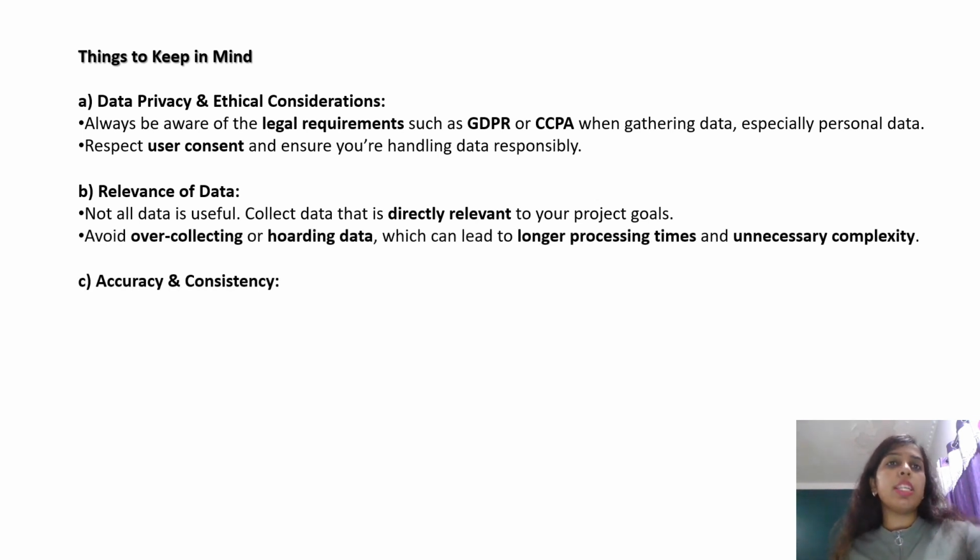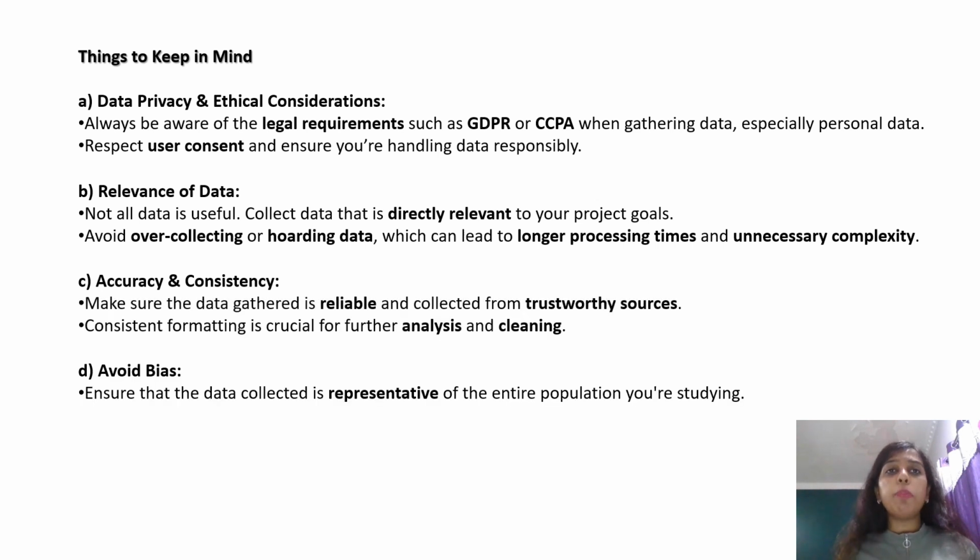Next is accuracy and consistency. Make sure that the data comes from trustworthy sources. Data from unreliable or inconsistent sources can mess up your entire analysis. Lastly, avoid bias in your data collection process. Ensure your data is representative of the population you are studying. Watch for things like sampling bias. This can distort your results.